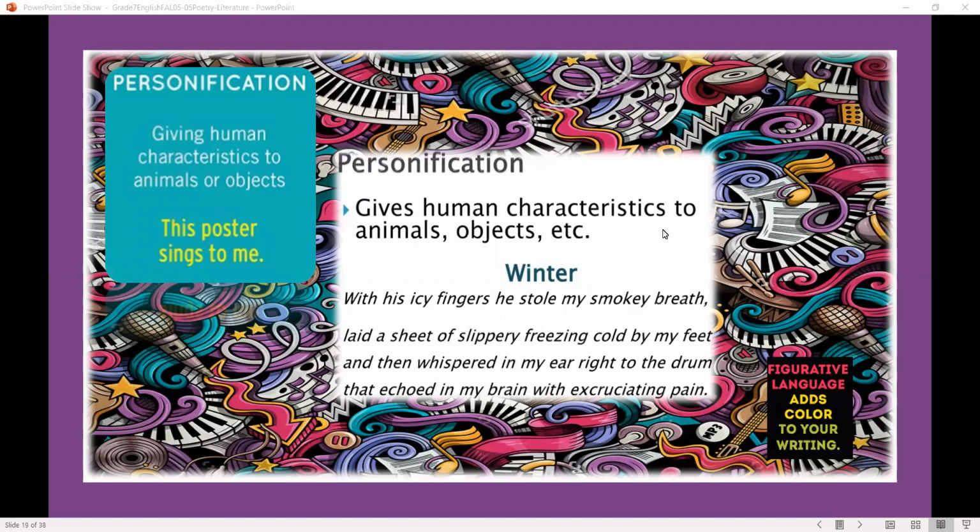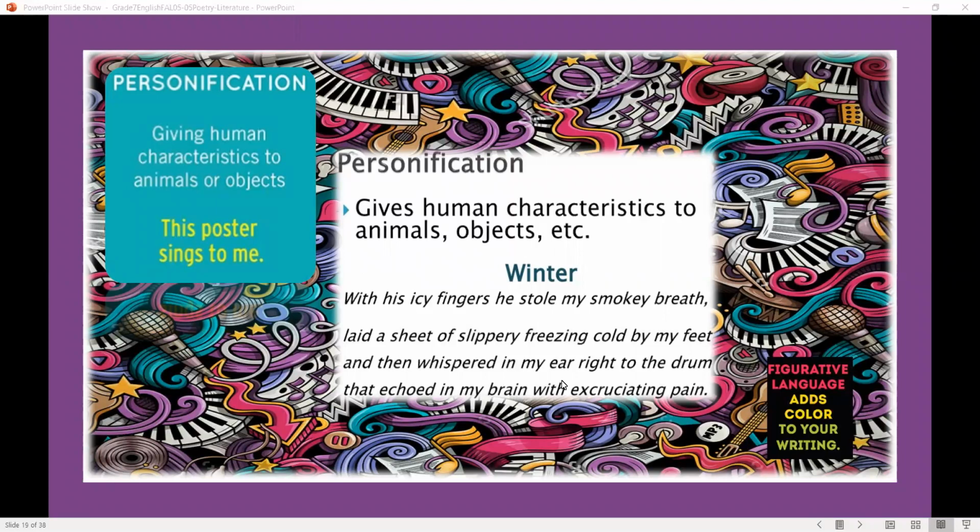Yeah, I see fingers. Fingers are what people have. Well done. What else? So we have icy fingers. What else do we have? What happened to the ear? Okay, smoky breath. Very good. Breath is attributed to winter because breath is a human characteristic. We breathe. Very good. Okay, so what is human characteristic about the ear? Yes, what did the wind do that's like the ear? It affects your ear. Very good. So the wind whispered. So people whisper.